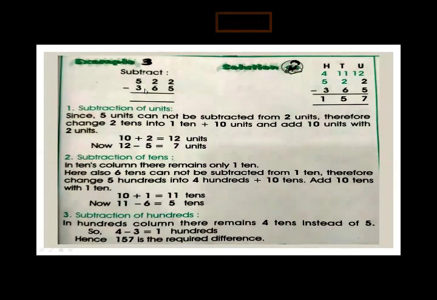Move to example number 3. Subtract 522 from 365. Here you see 3 digit subtraction: hundreds, tens, units. You always start subtraction or addition from the units place. So here on units you see 2 and 5. You know the rule very well that the upper digit must be bigger than the lower digit when you are going to subtract. Here you see that 2 is smaller than 5. So what do you do here?